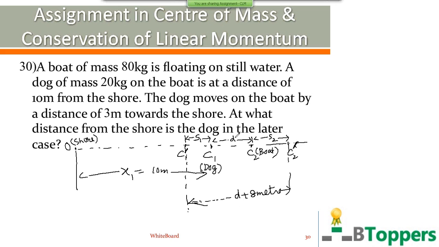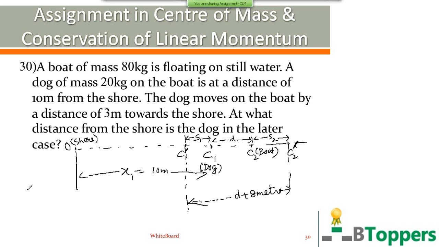Now, no net axial force acts on the system. We consider the boat and the dog together as one system. The total weight of the system is balanced by the upward force of buoyancy. So, when the net axial force on the system is 0, the velocity of the center of mass of the system remains constant.